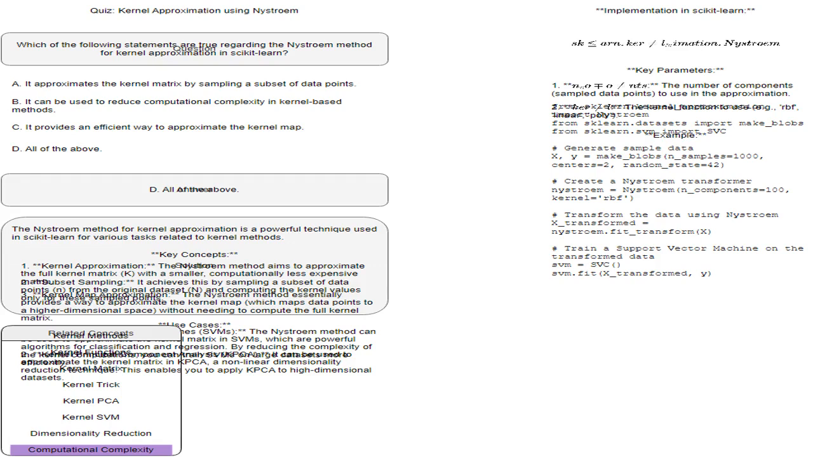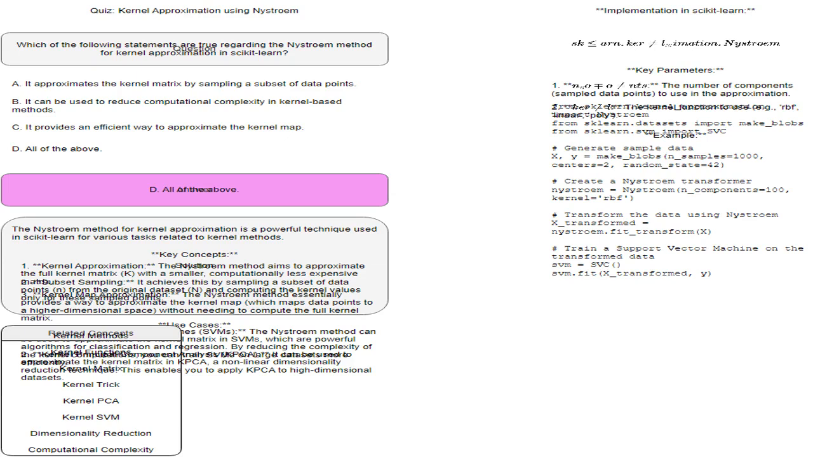Computational complexity. This statement is also correct. The Nystrom method is a technique designed to reduce the computational burden of kernel-based methods. It achieves this by approximating the full kernel matrix with a smaller, more manageable matrix. True. Kernel map approximation. This statement is true as well. The Nystrom method effectively approximates the kernel map, which essentially maps data points into a higher dimensional feature space. Instead of computing the full kernel map, it provides a computationally cheaper approximation.